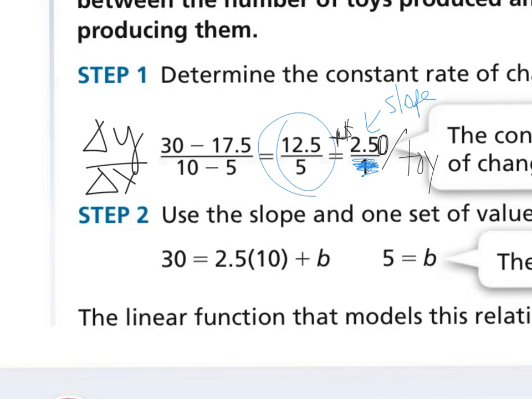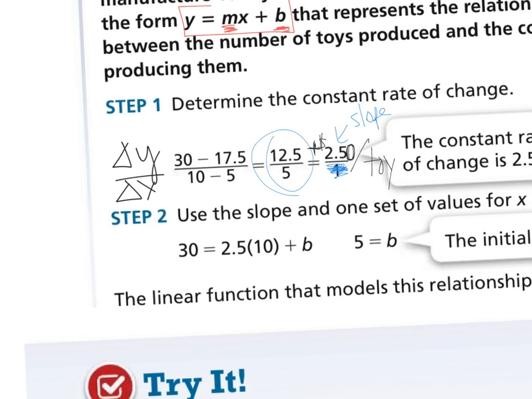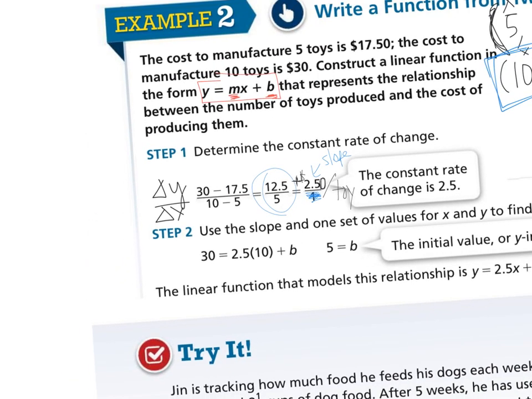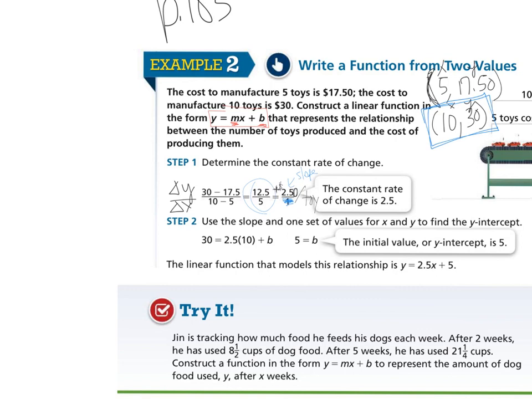Now we've got to find the y-intercept. In order to find the y-intercept, we're going to use the slope that we just found and one of our points. It actually does not matter which point we use, and I will prove that to you here. They used the point (10, 30), which is a good choice. There's no decimals or anything there. We will use the not so nice (5, $17.50). This is just showing you that we'll get the same y-intercept if we use this other point. So m is 2.5.